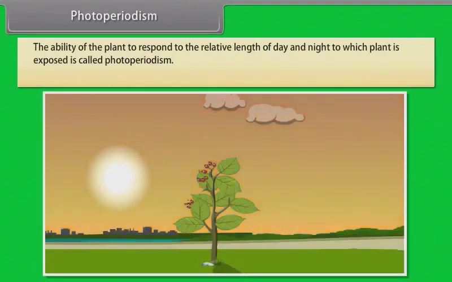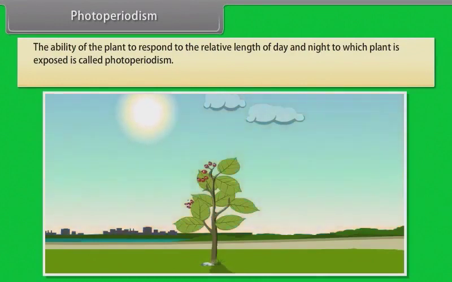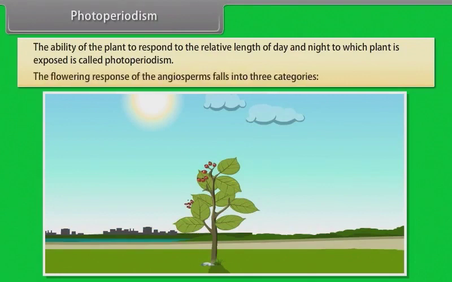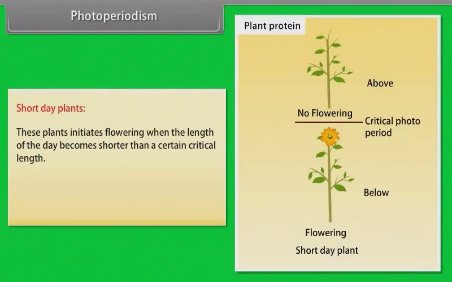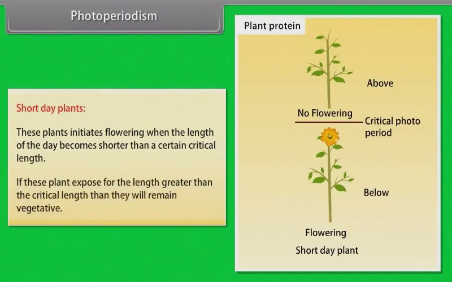Photoperiodism. The ability of plants to respond to the relative length of day and night to which the plant is exposed is called photoperiodism. The flowering response of the angiosperms falls into three categories. Short day plants. These plants initiate flowering when the length of the day becomes shorter than a certain critical length. If these plants are exposed to a length greater than the critical length, then they will remain vegetative.